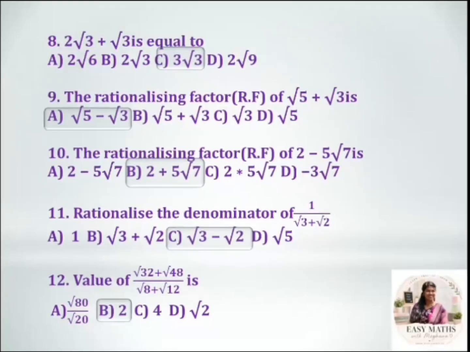Question number 10, it is similar to question number 9 only. Here 2 minus 5 root 7 is given. So I can write the answer of question number 10, that is the rationalizing factor of 2 minus 5 root 7 is option B, 2 plus 5 root 7. Always remember, if the question is given plus, take negative as the answer. If the question is given negative, take positive as the answer.